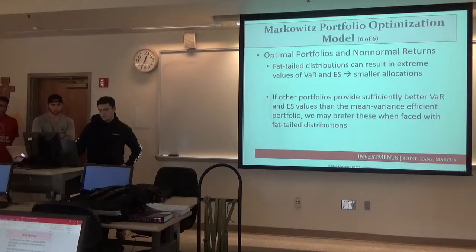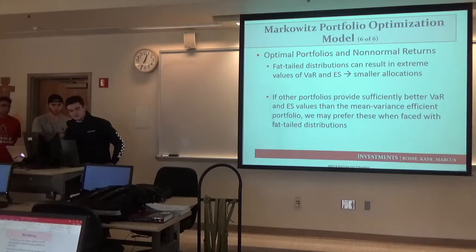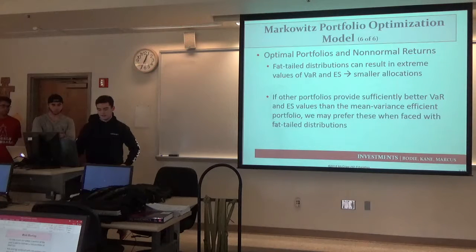And then optimal portfolios and non-normal returns. So fat-tailed distributions can result in extreme values of VaR and ES, which results in smaller allocations. So if other portfolios provide sufficiently better VaR and ES values than the mean variance efficient portfolio, we may prefer these when faced with fat-tailed distributions.